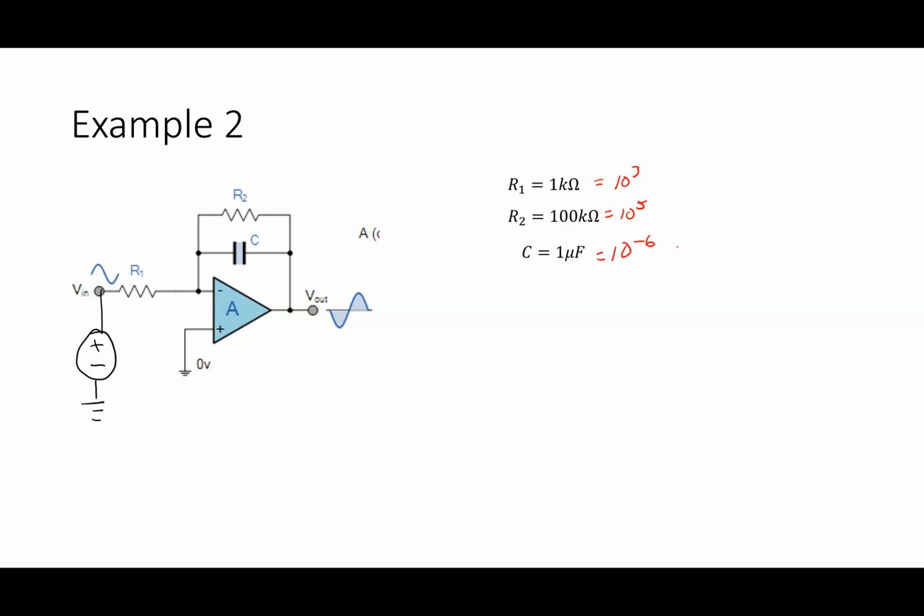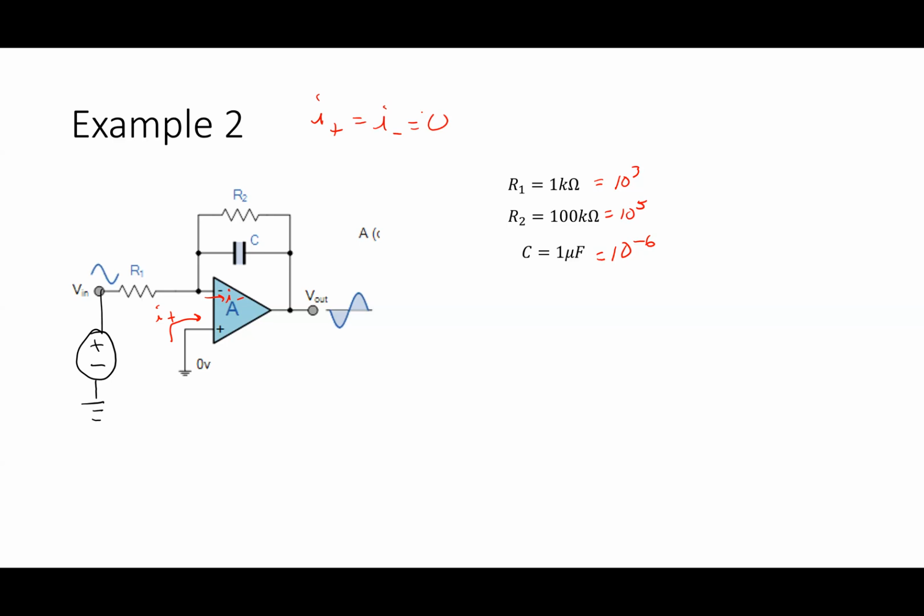All right. So how do I figure out the transfer function? Golden rules, right? So in this case, what are the golden rules? There's no current into these inputs. This is I plus, this is I minus. So I plus equals I minus equals 0.